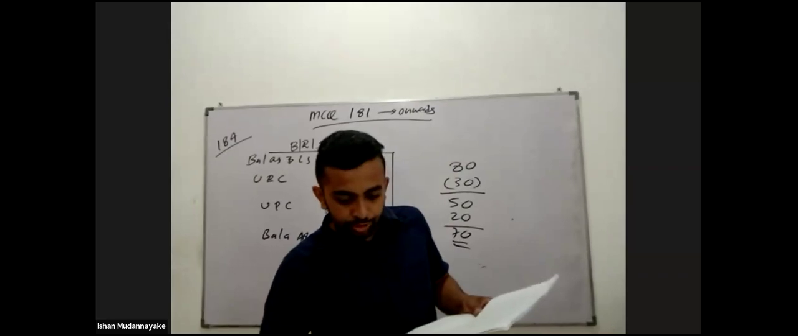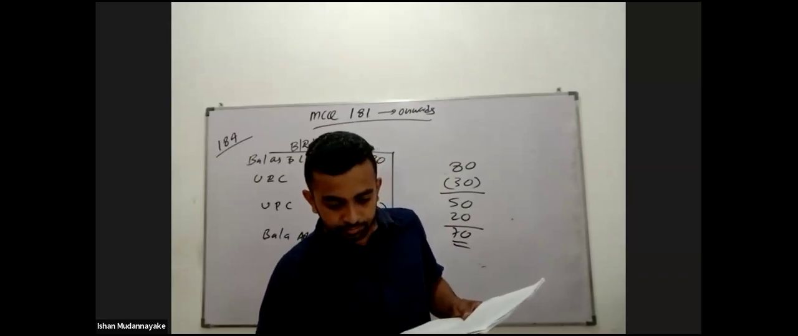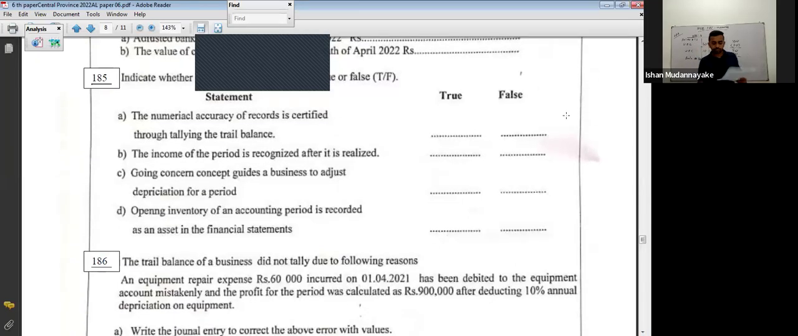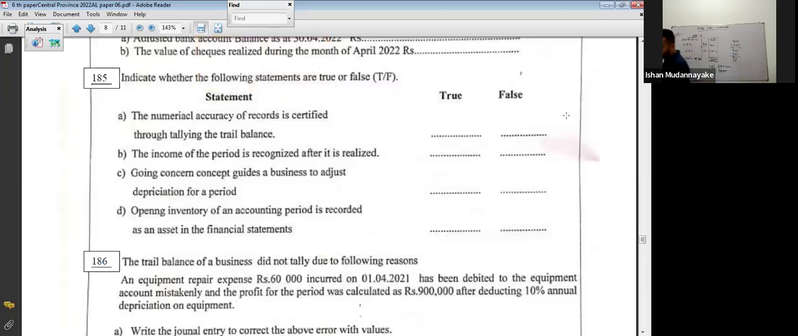Right, now look at question number 185. Get the answer for this question. Indicate whether the following statements are true or false. Right. Then here, first one.